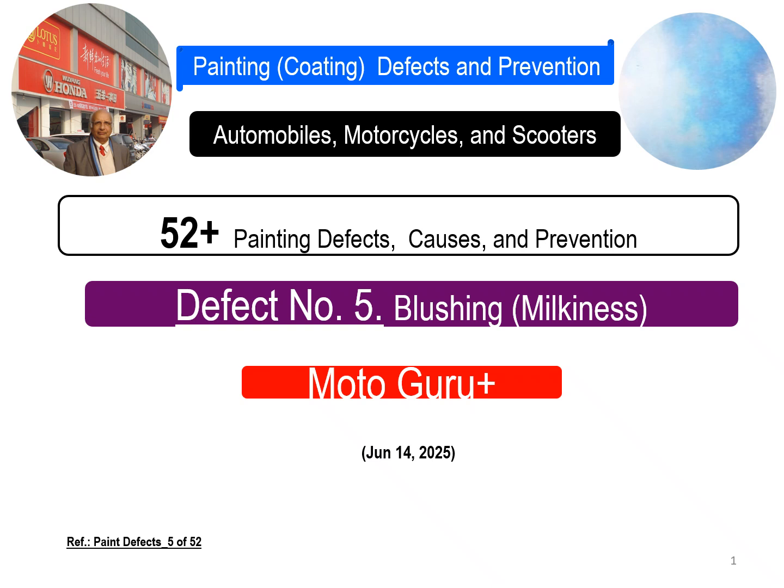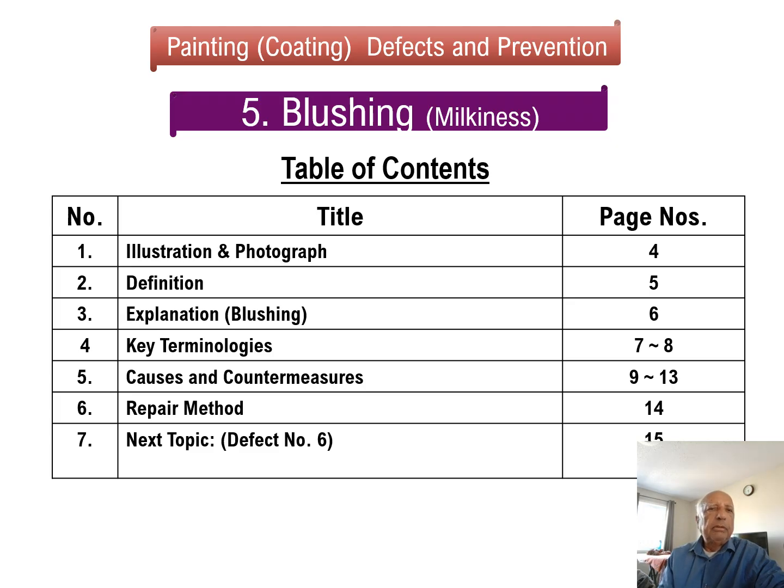Our today's topic of discussion is another painting defect, that is blushing, or in common term known as milkiness. Our discussion will include illustration and photograph, definition of blushing, that is milkiness, explanation, key terminologies, causes and countermeasure, repair method, and introduction to the next topic.